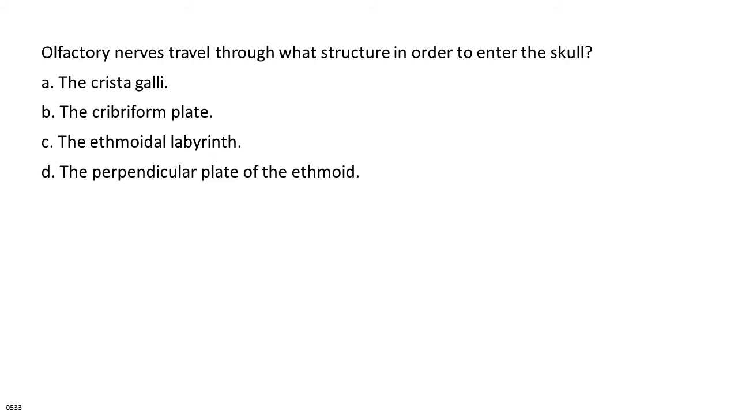Olfactory nerves travel through what structure in order to enter the skull? A. The crista galli. B. The cribriform plate. C. The ethmoidal labyrinth. D. The perpendicular plate of the ethmoid.